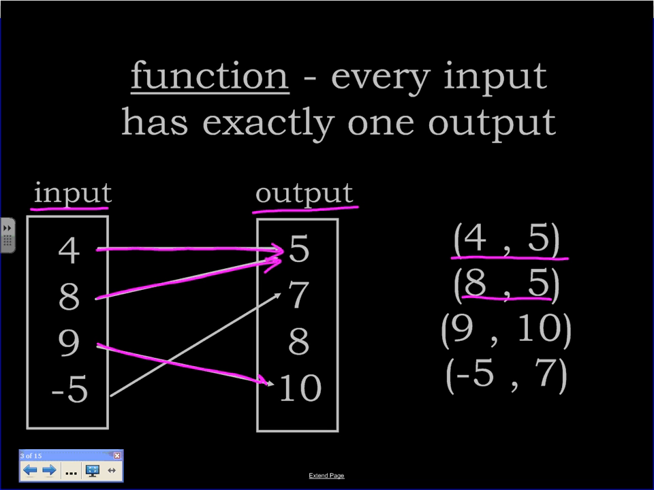9 will go with 10. And -5 goes with 7. So if we look here, does every input have exactly one output to make this a function? The 4 has exactly one output. The 8 has exactly one output. The 9 has exactly one output. And so does the -5. So therefore, this relation of numbers is going to be a function.